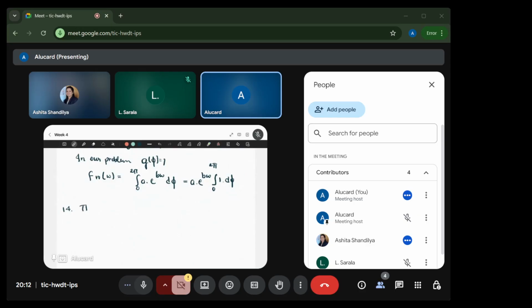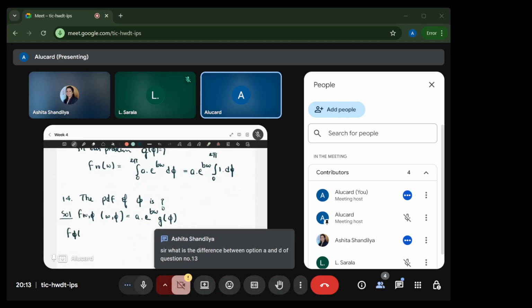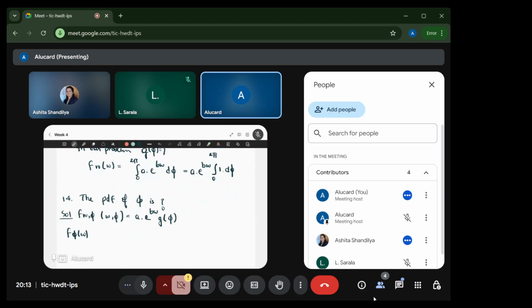Finally, the PDF of phi is, so you have f w comma phi of w comma phi. Let's say it was of this form. Then, question number 13, option A and D. Yeah?